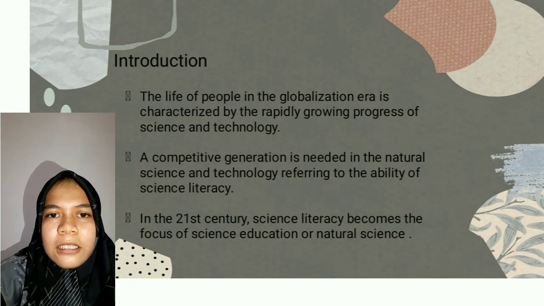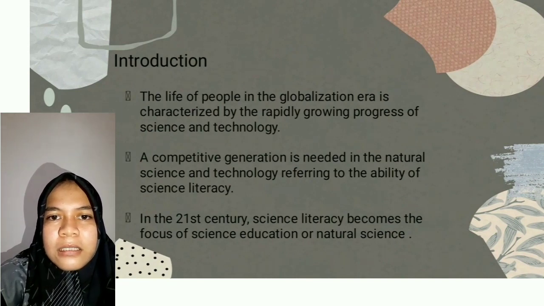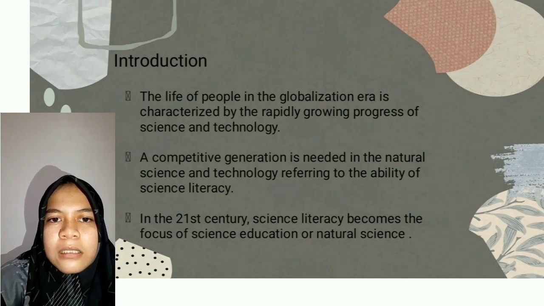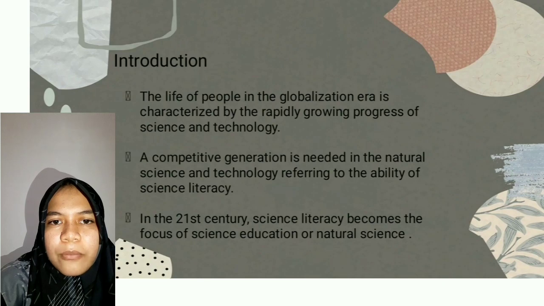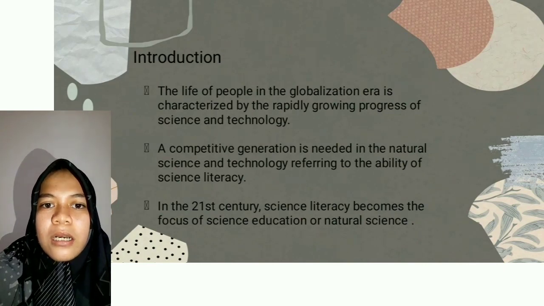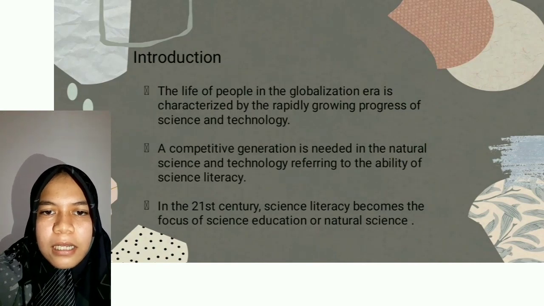The introduction. The life of people in the globalization era is characterized by the rapidly growing progress of science and technology. For example, at this time, learning is carried out online, which refers to technological developments. The second, a competitive generation is needed in the natural science and technology, referring to the ability of science literacy. In this digital era, the competitive spirit of the generation needs to be honed from an early age. The goal is that they are ready to compete hard in the midst of tight friction in finding or creating jobs. The last, in the 21st century, science literacy becomes the focus of science education on natural science.